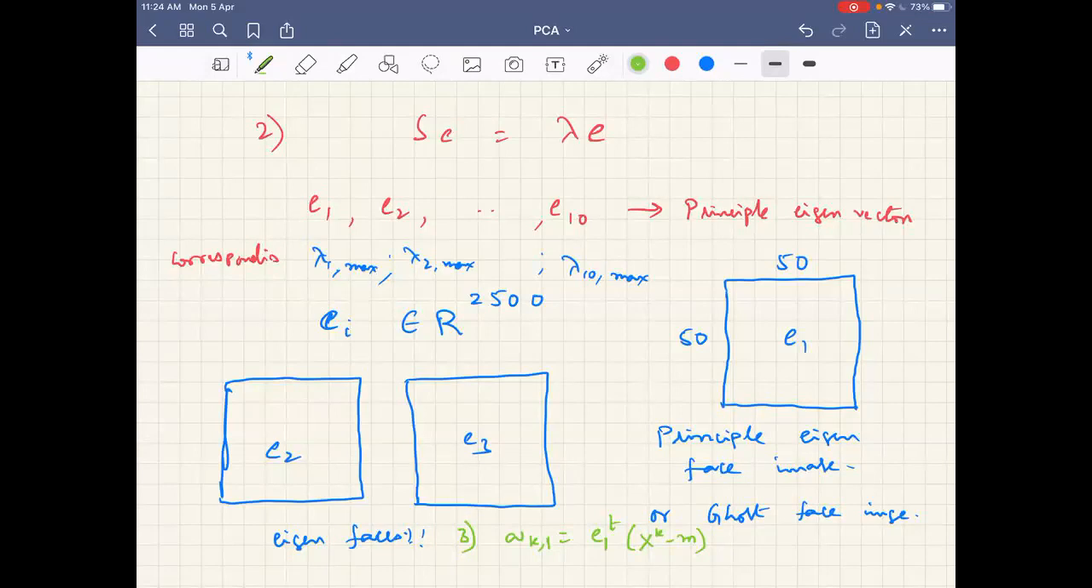Similarly, we do AK2 with the second eigenface, similarly for the third and so on. And then from these, we capture YK, that is the principal component vector. Is this fine or not?